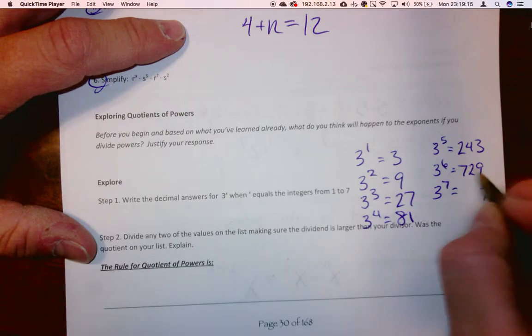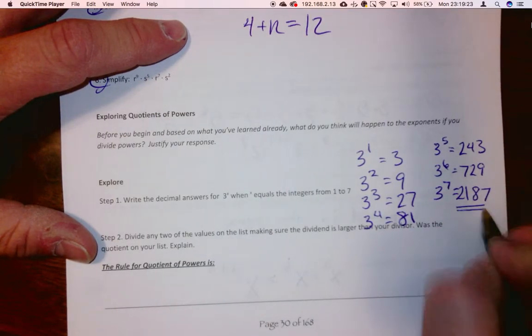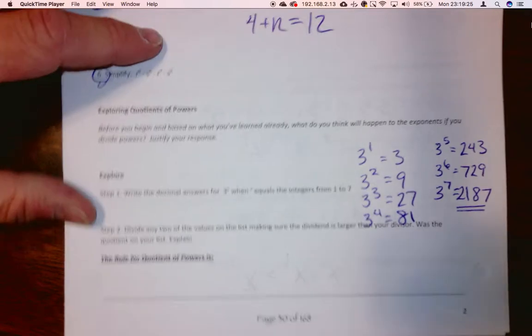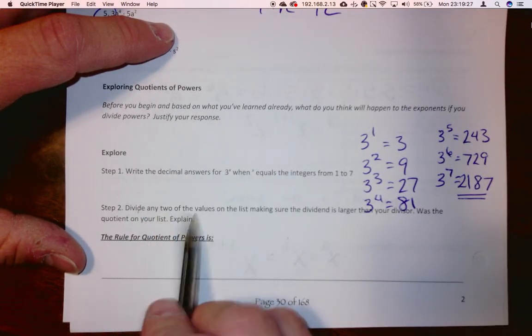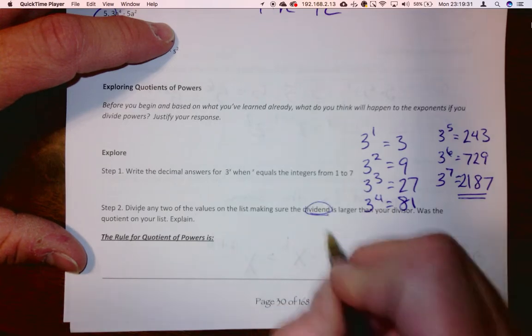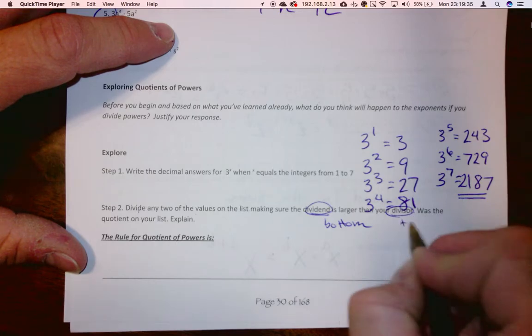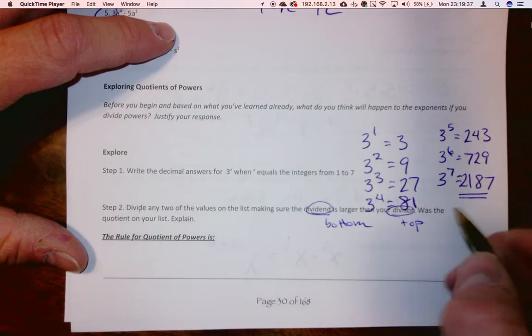3 to the 7th equals 3 times 729, which is 2187. Check me on that one, but I think it's 2187. Okay, divide any two of the values on the list, making sure the dividend, that's the bottom, is larger than your divisor, that's the top. What is the quotient on your list?